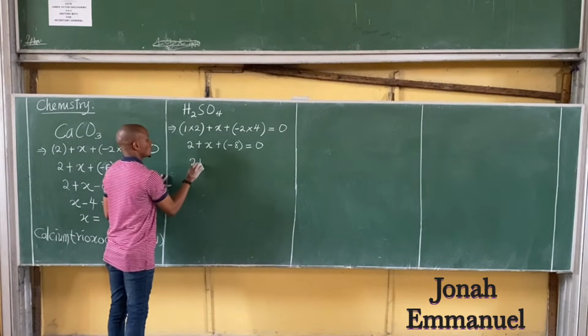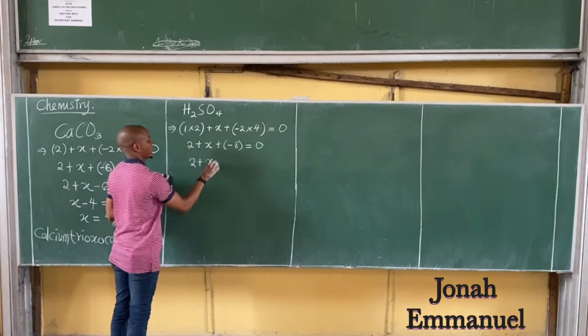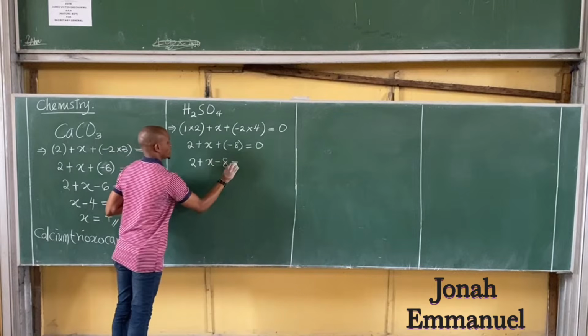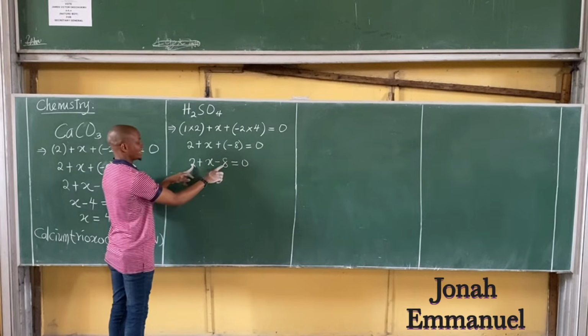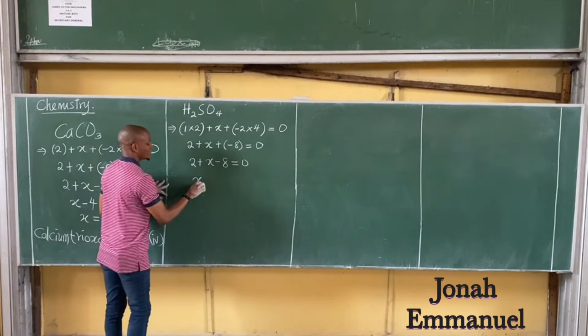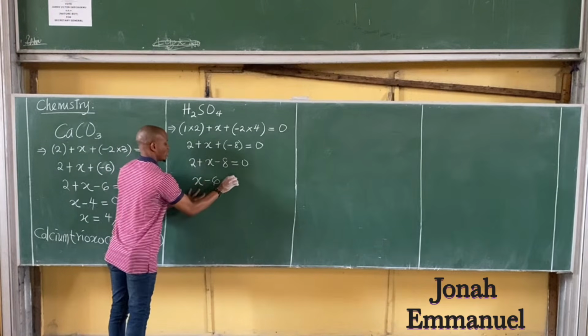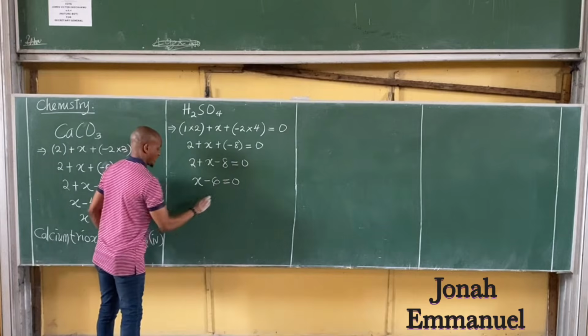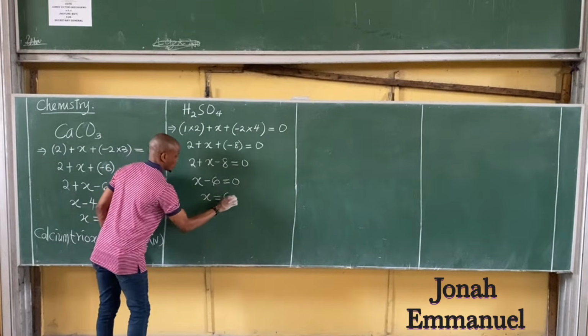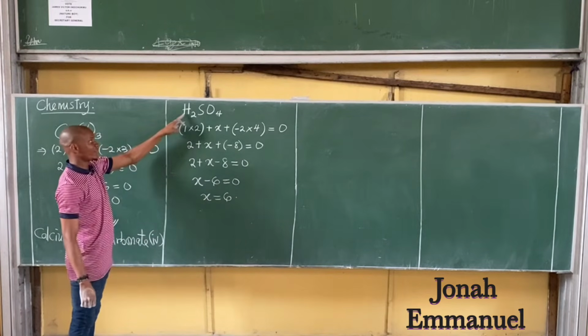Having 2 plus X plus -8 equal to 0. This and this, I'm having X, 2 minus 8 is -6, equal to 0. Move this over here. X is equal to 6. Name this hydrogen first.